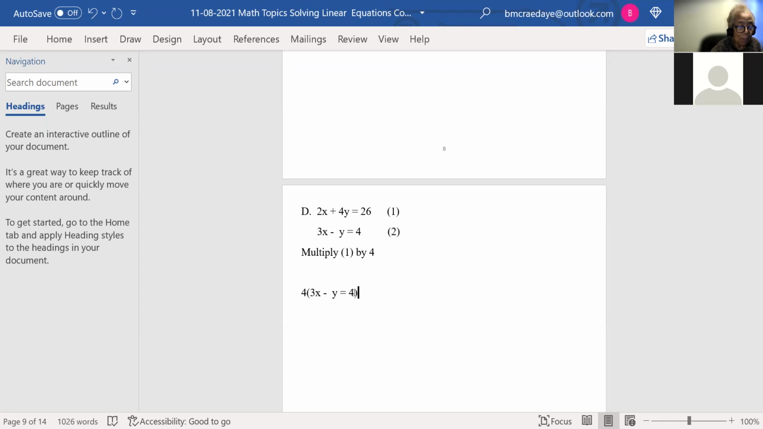So what do you get, Maureen, when I multiply this out? You multiply 3 by 4, that is 12x, right? Minus y, 4 times 1 is what? 4. So what would that be? Minus 4y. And what's 4 times 4? 16. Okay. Now I have this equation and then I can add it.